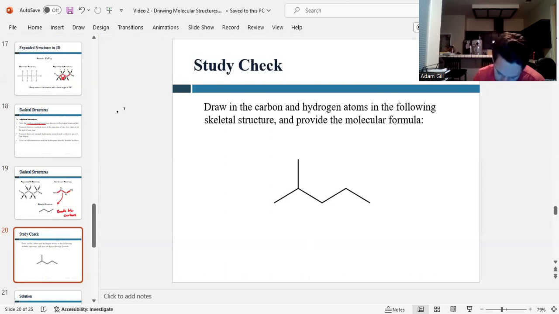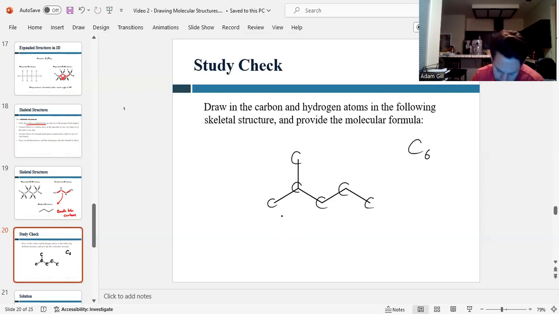Well, anywhere a bond ends must be a carbon. So that's got to be a carbon. Anywhere 2 or more bonds meet is a carbon. So there's got to be a carbon there, carbon there, carbon there, carbon there, and carbon there. 1, 2, 3, 4, 5, 6. So our formula is C6. Now, carbon always needs 4 bonds. So let's fill in the missing bonds.